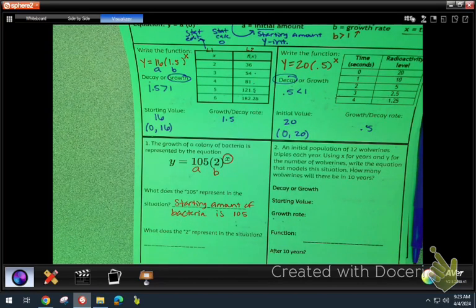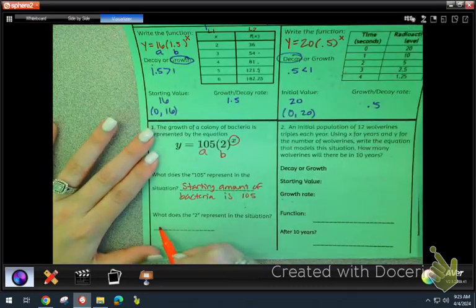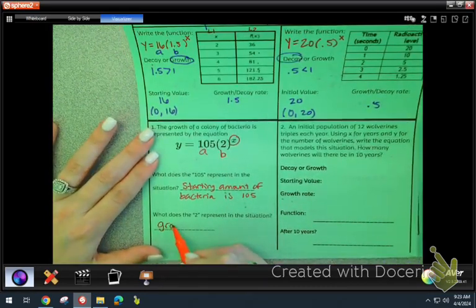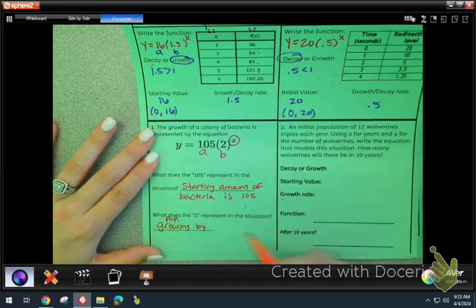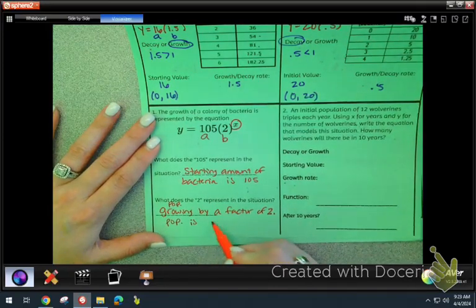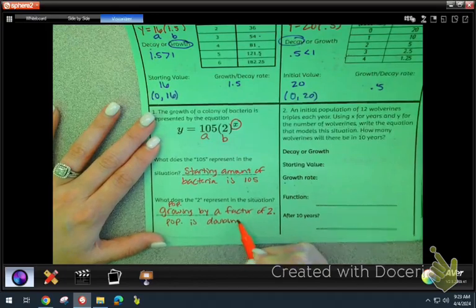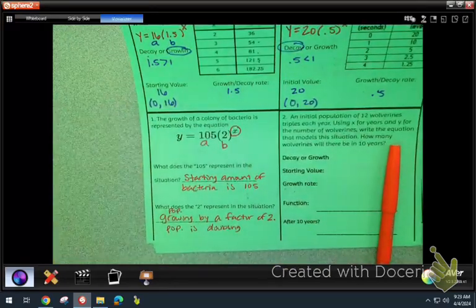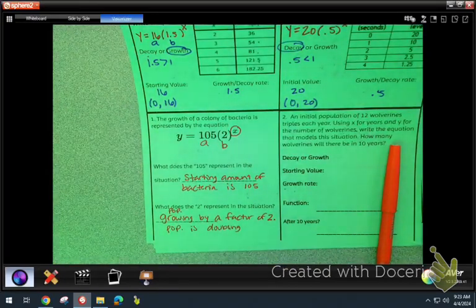Greater than 1. So are we growing or are we decaying? We're exponentially growing. This means that the population is growing by a factor of 2. AKA, the population is doubling. Factor of 2. Doubling. Okay? The population is doubling.